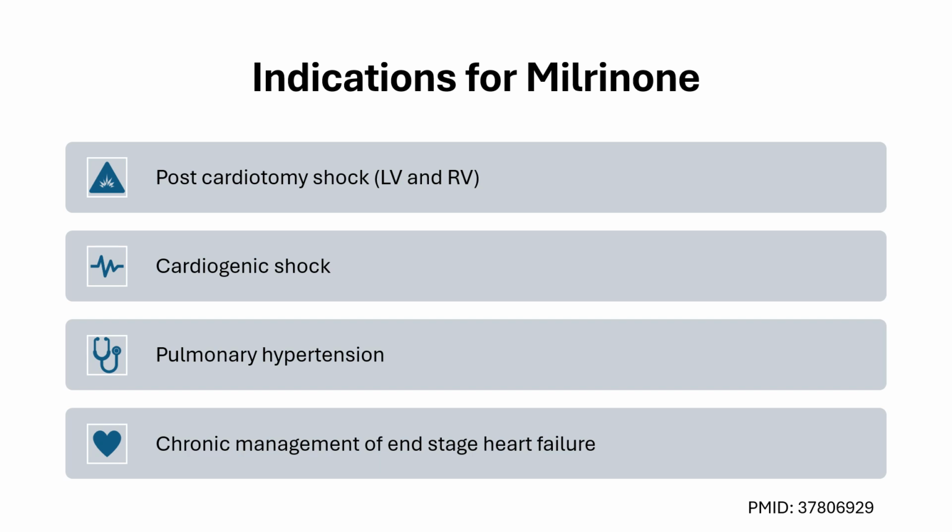The indications for milrinone include post-cardiotomy shock, both left ventricular and right ventricular, and cardiogenic shock, especially with coexistent pulmonary hypertension. Also, milrinone is quite often used in management of chronic end-stage heart failure patients.